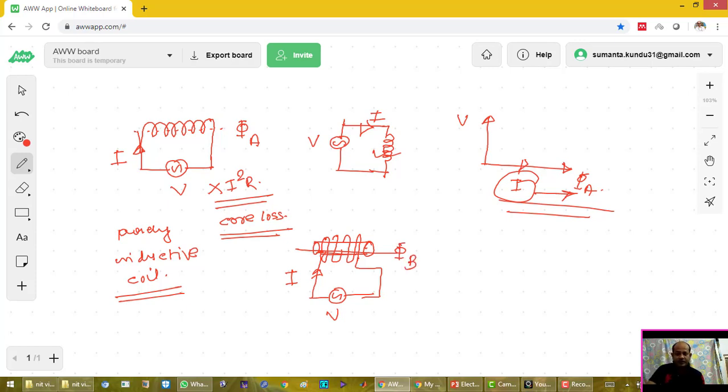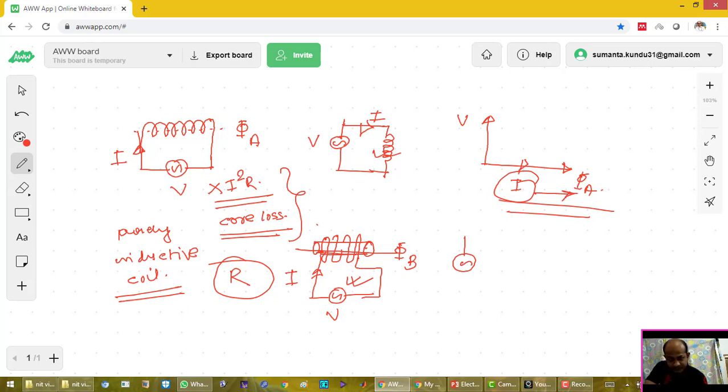For this iron core we cannot neglect the I square R loss. We cannot assume this as a purely inductive circuit. That means some equivalent resistance also exists in the equivalent circuit to represent the core loss. So if we draw the equivalent circuit, it will be like this.